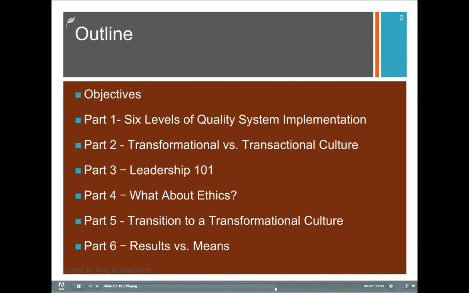We want to show how it ties in to transformational change and how it's an important consideration. Part 5, we discuss the transition from a transactional to a transformational culture. And finally, another look at this whole model is through the lens of results versus means way of thinking.